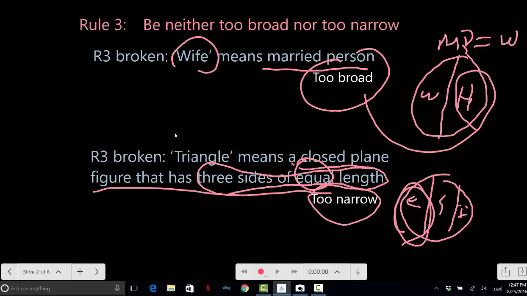So we can make this a better definition by saying the word triangle means a closed plane figure that is made by three lines that join each other, 3 straight lines that enclose a plane. Right? If you've got 3 straight lines that enclose into a figure, then you're going to have a triangle.